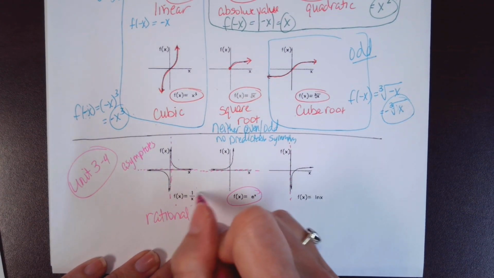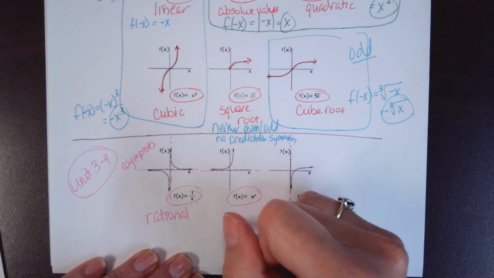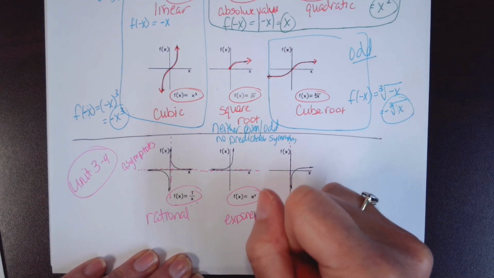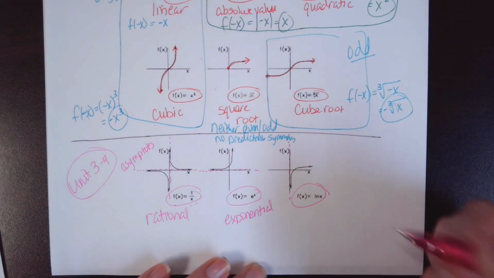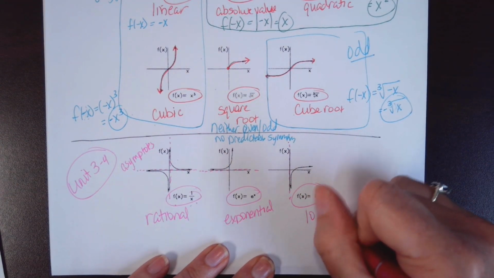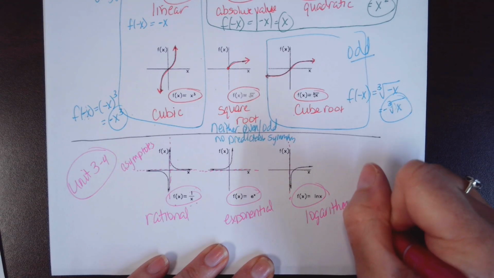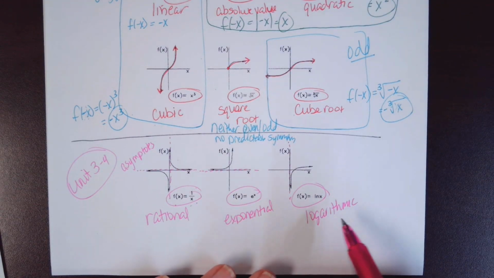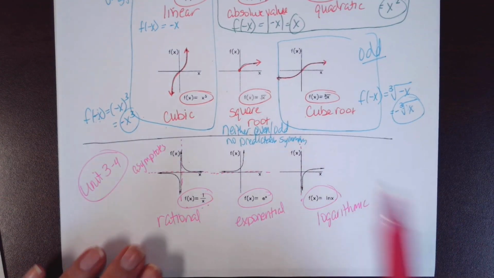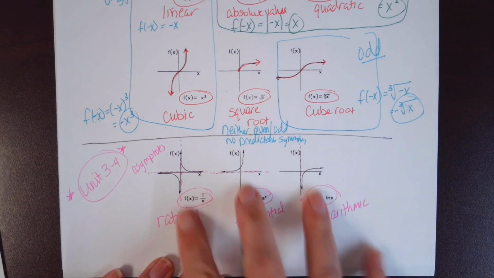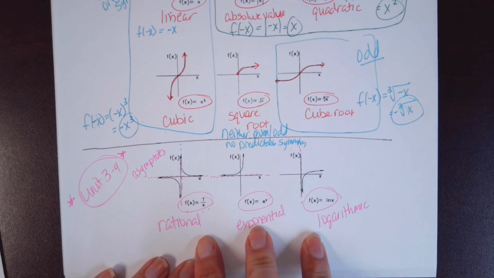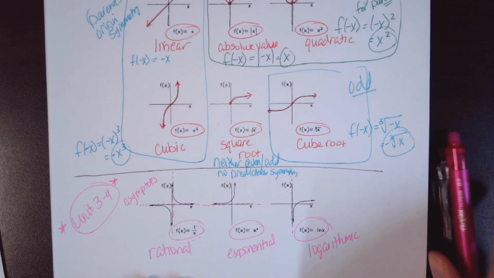F of x equals e to the x is an exponential function because my variable x is in the exponent. F of x equals ln of x is a logarithmic function because that is a log base e. That ln represents log base e. So again, we aren't going to get to these three until units 3 and 4. So don't stress about that, but if you see them again in something, they pass our vertical line test. They are functions, but they're special types of functions.